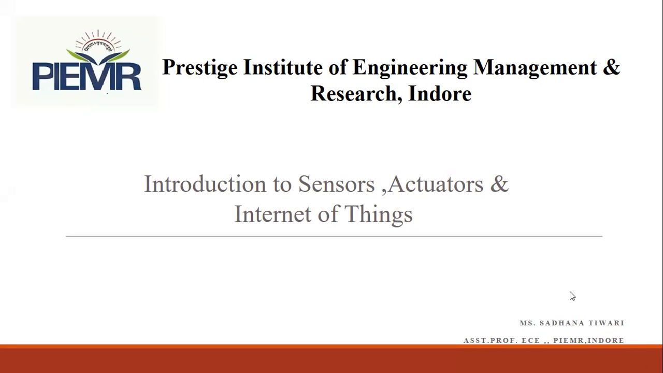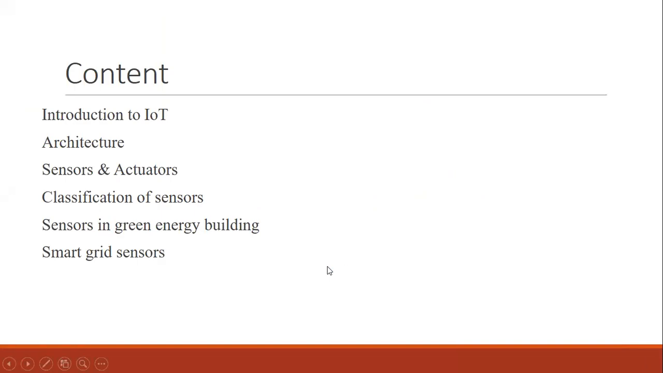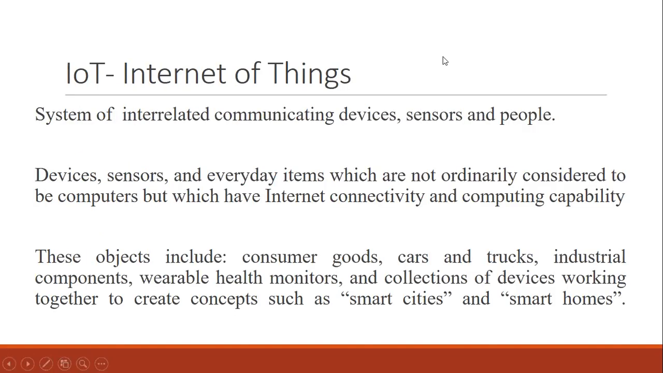Today we are going to discuss sensors, actuators, and a brief introduction of Internet of Things. In this video series, you will see an introduction to IoT, the architecture of IoT, sensors and actuators, classification of sensors, and a few examples of sensors with respect to specific applications such as green energy building and smart grid sensors.